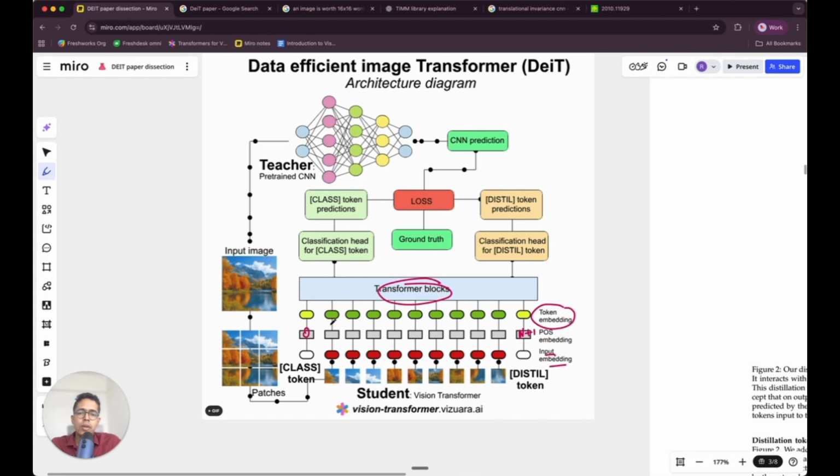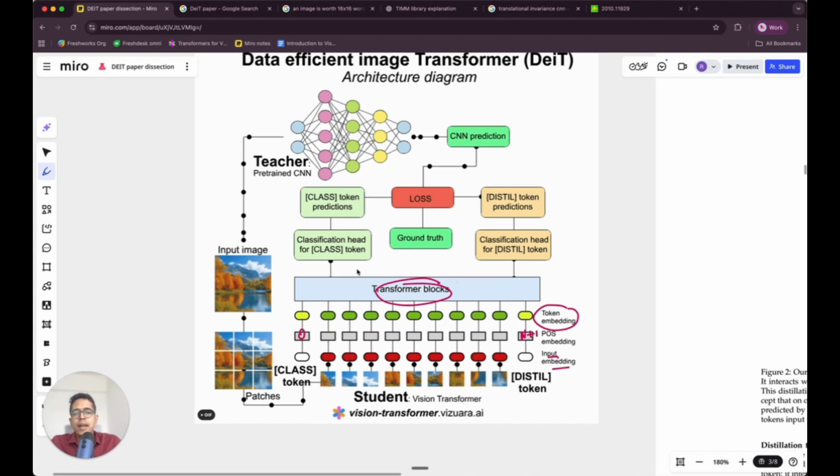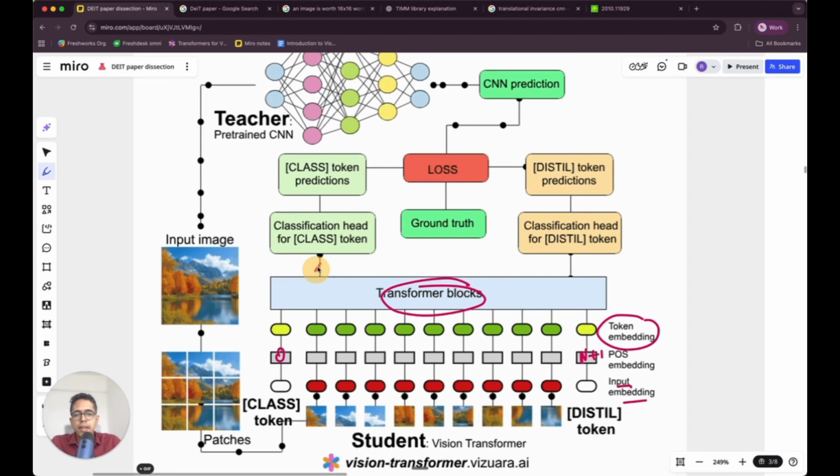Then it passes through transformer blocks. When I say transformer blocks, it includes everything: transformer blocks with layer normalization, and inside that, linear projection like the multi-layer perceptron. And then finally, the class token's context vector will come here. This is the classification head corresponding to the classification token, and this is the distillation token's classification head. The distillation token will make a bunch of predictions, and the class token will make a bunch of predictions.